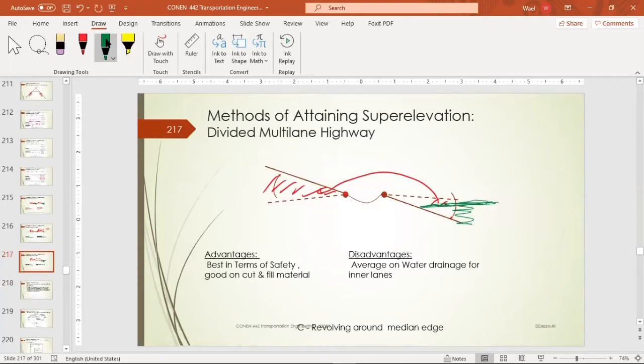So basically, the method we select for attaining the super elevation depends on the facility, on the location, and on the criteria that we have. Any questions so far?